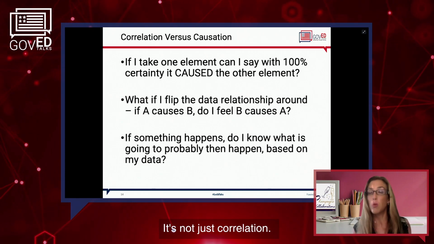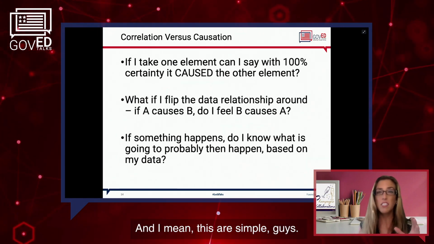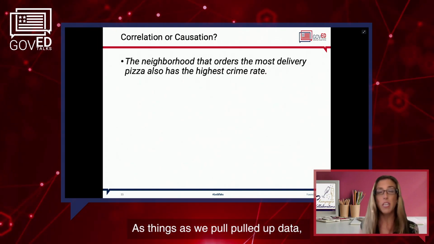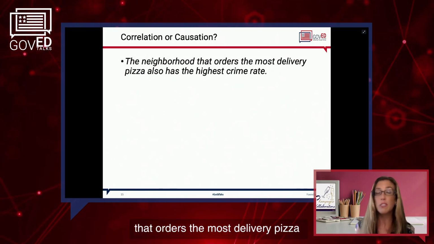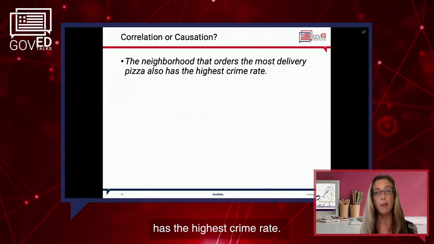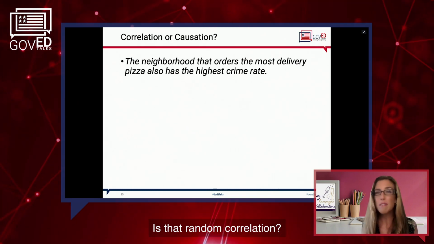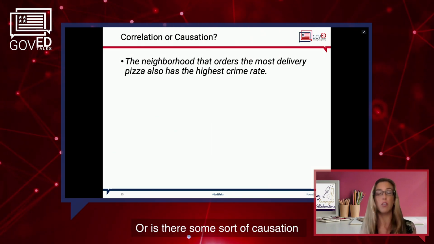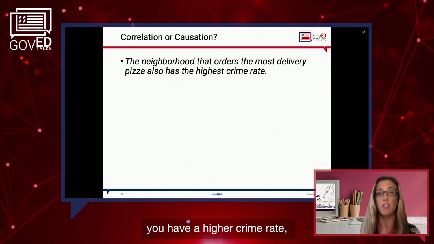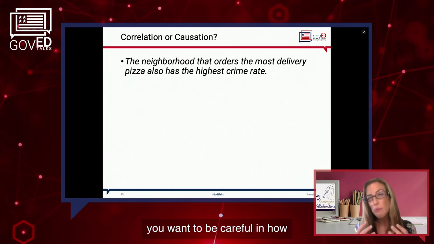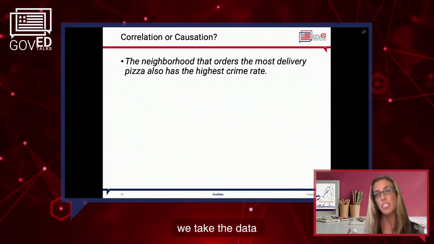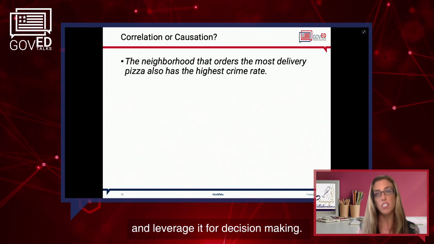It's not just correlation. And I mean, this is simple, guys. As things go, we pulled up data: the neighborhood that orders the most delivery pizza has the highest crime rate. Is that random correlation, or is there some sort of causation, that because you order pizza, you have a higher crime rate? We want to be careful in how we take the data and leverage it for decision making.